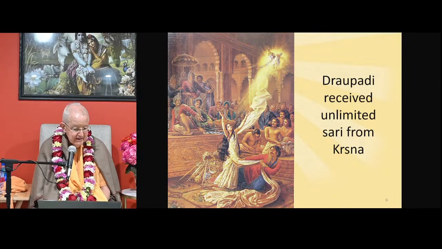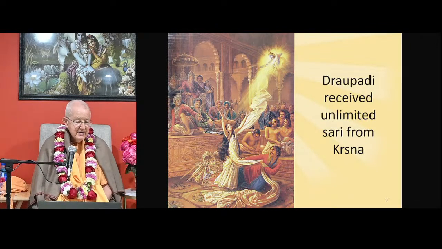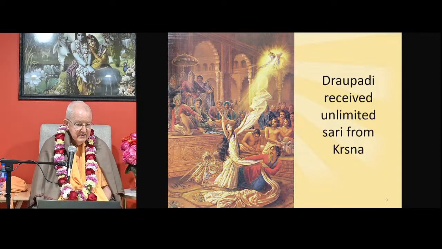So Dushasana started pulling and pulling and pulling. Draupadi was really strong. She was holding on to her sari, but Dushasana was stronger. And so she threw both arms up in the air and called out, "Hey Krishna, hey Govinda!" Look at that, Krishna appeared. And from the sky, he provided unlimited sari. And Dushasana is pulling and pulling, and the cloth is piling up and piling up, and he got exhausted because it was unlimited sari. And that Akshaya event, unlimited sari event, took place on Akshaya Tritiya.